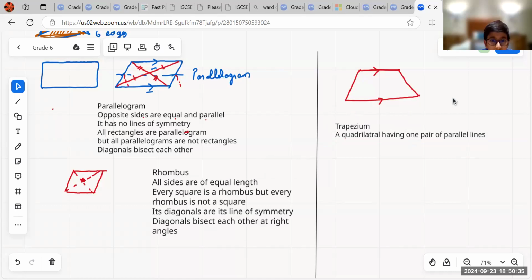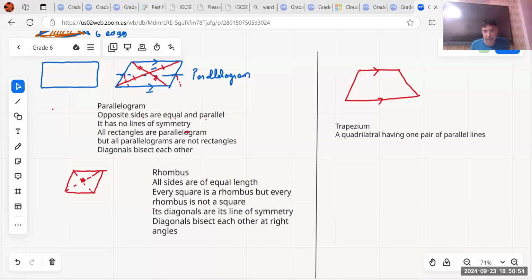Sir, is there another? There are more also. Kite is also there, I think, but I think these 4 are sufficient for now. So should I click a screenshot of these 3? Or are there more? Wait, I am seeing if kite is there or not. So kite is a rhombus, right? No, beta, kite is not a rhombus.